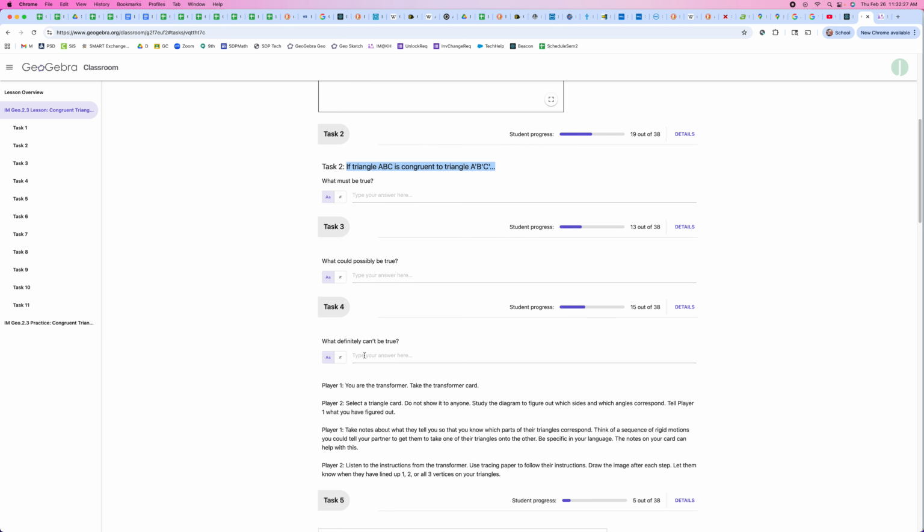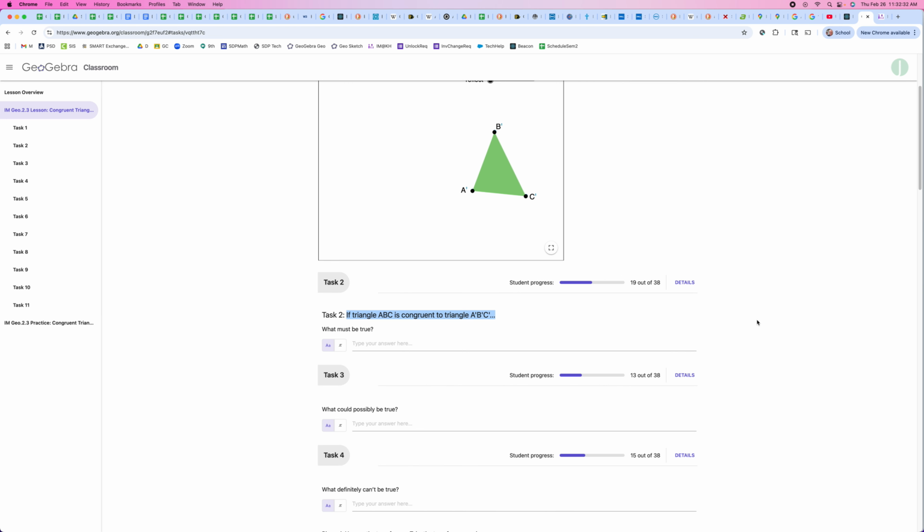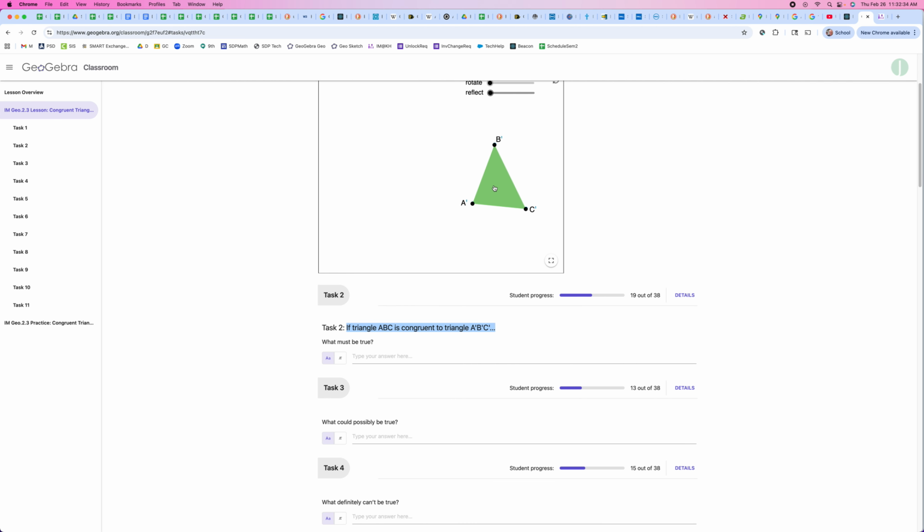So what definitely can't be true? Well, what can't be true is that the parts of these two triangles can't be different from each other. Angle A, right here, this one, has to match angle A prime. Angle B, over here, has to match with angle B prime. And angle C has to match perfectly with angle C prime.